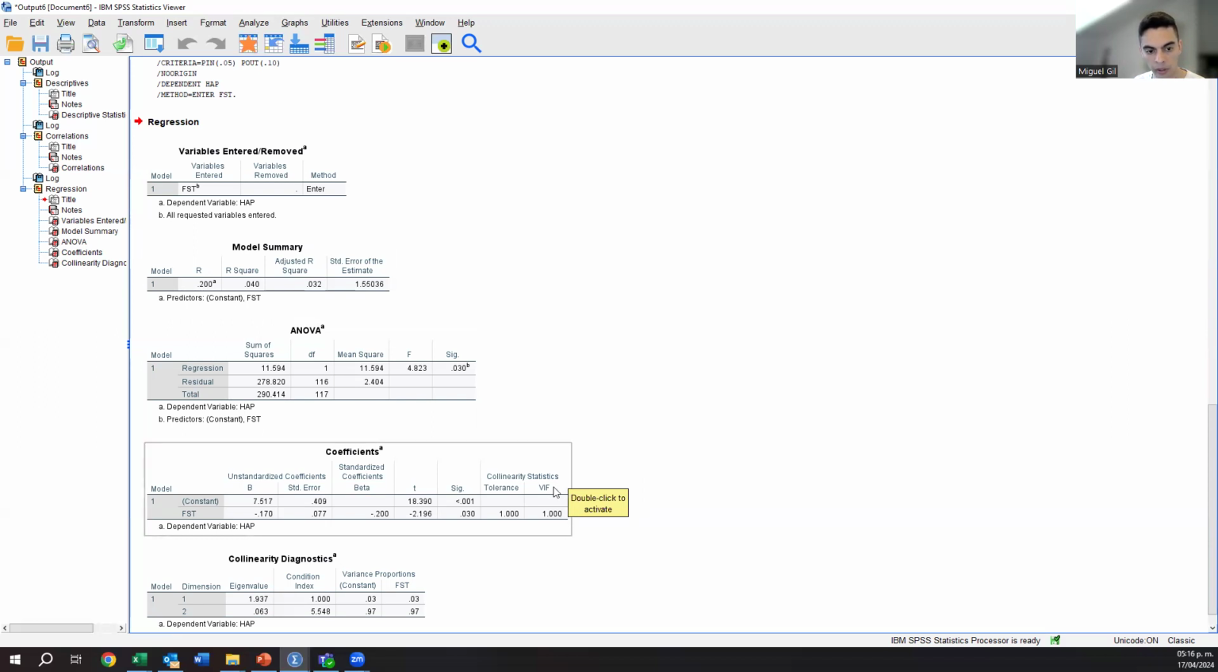Multicollinearity is tested in here in the VIF. This VIF should not be higher than 6. Some authors say 4, but 6 is still okay, it's still in the limit. So check if it's not more than 6, and hopefully no more than 4.